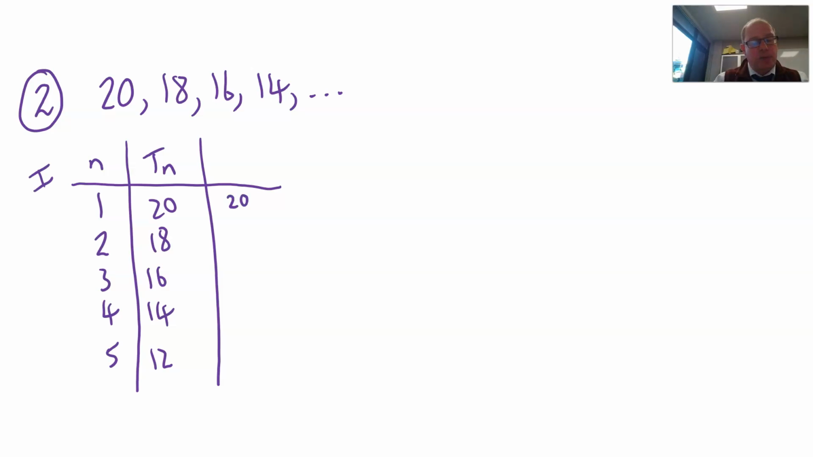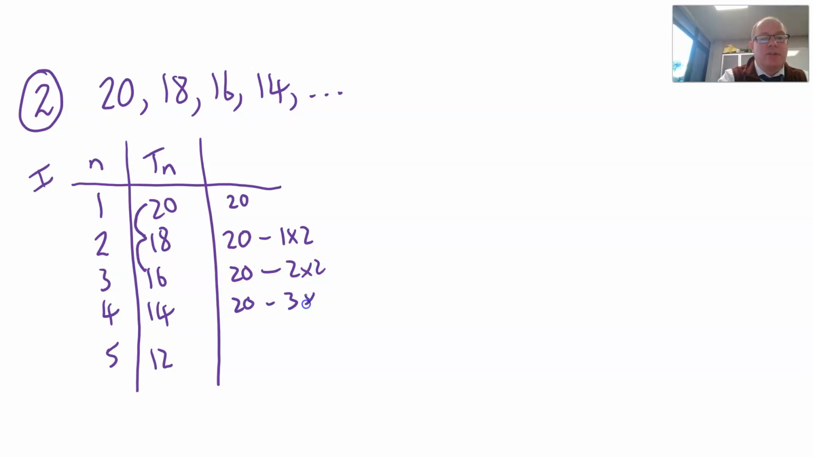So let's do it the first way, which we know will help you later on in your mathematics. So you always start with the first term, 20. On the second term, we start with 20 and we minus 1 lot of 2. You remember that, we learned minus 1 lot of 2. For 16, we start with 20, and clearly from 20 we have to minus 2 lots of 2. And then the next one is minus 3 lots of 2. So you can see it's very similar to the last one we did. The next one would be minus 4 lots of 2.